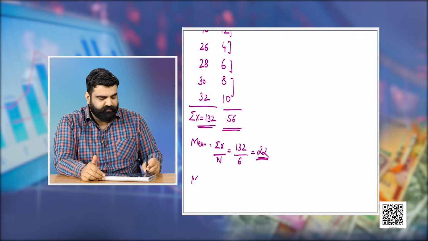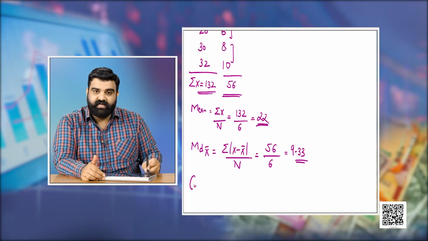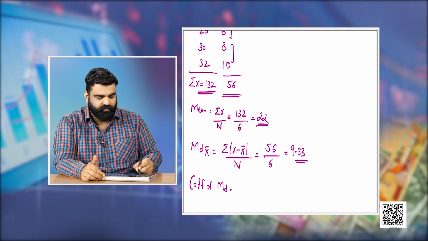So, to calculate mean deviation from mean, we have the formula sigma mod x minus x bar upon n. N means the number of items. This calculates the mean of deviations. So, the sum of deviations being 56 and the number of observations being 6 will give me a mean deviation from mean of 9.33. Moving ahead, let us calculate the coefficient of mean deviation from mean.